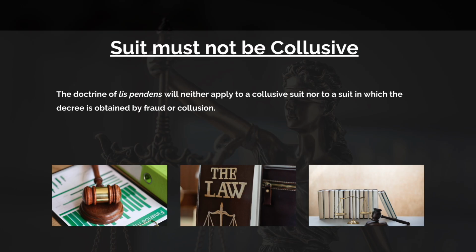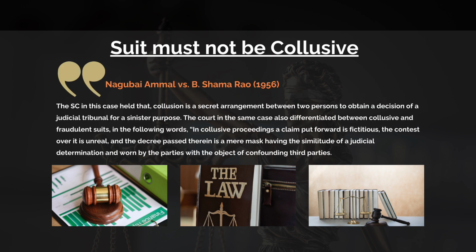Next important aspect to understand is that the suit must not be collusive. The doctrine of lis pendens will neither apply to a collusive suit nor to a suit in which the decree is obtained by fraud or collusion. A leading case law on this aspect is Nagu Bai Amal versus B. Shama Rao 1956. The Supreme Court in this case held that collusion is a secret arrangement between two persons to obtain a decision of a judicial tribunal for a sinister purpose.